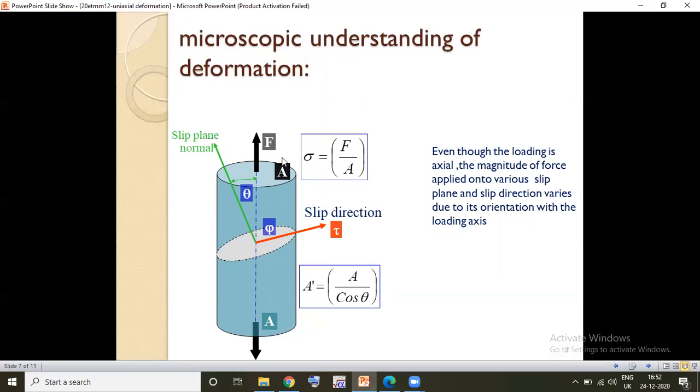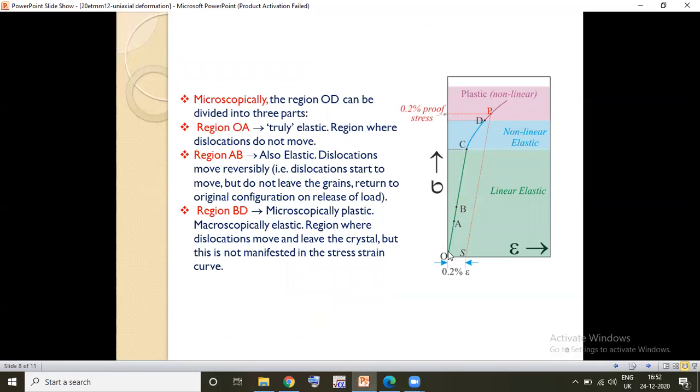So even though we apply the same force throughout the cross section, at each plane and direction the effect is very different. Now understand, P is nothing but the elastic limit, the yield point in the previous graph. Now let us understand how it is taking place from a microscopic point of view.